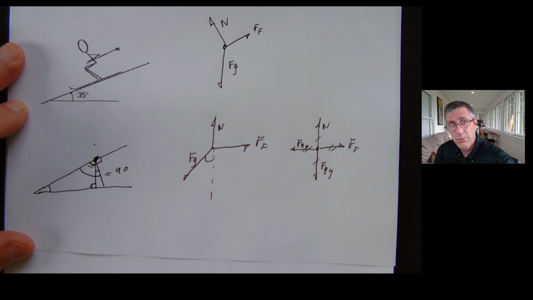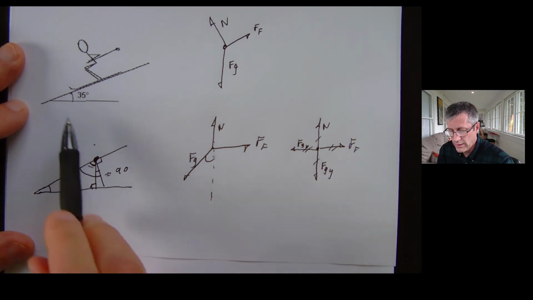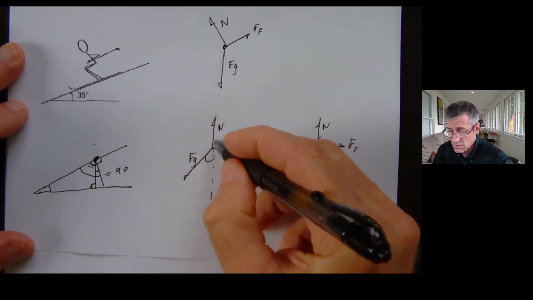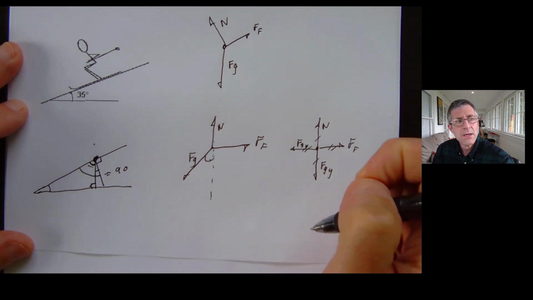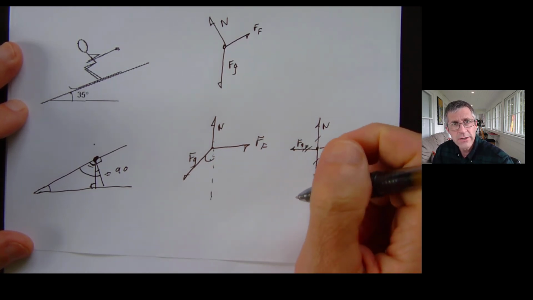So anyway, when you're drawing these diagrams, it's really important that you get the angle correct. And as a shortcut, just remember that between the force of gravity and the normal, that angle is the angle of your ramp. Anyway, I hope that's helpful, and we'll talk to you soon. Bye.